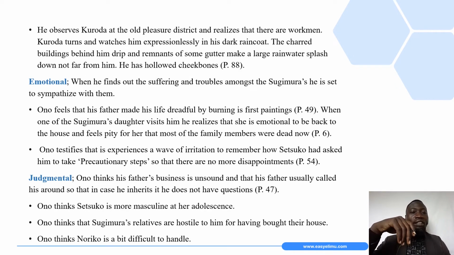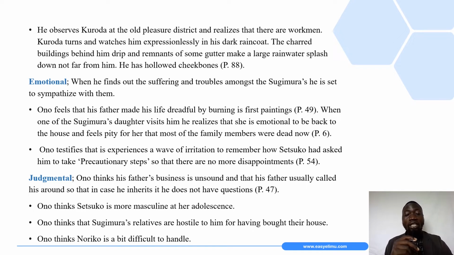Ono also observes Kuroda at the old pleasure district and realizes that there are workmen. Kuroda turns and watches him expressionlessly in his dark raincoat. The charred buildings behind him, drip and remnants of some gutter make a large rainwater splash down not far from him. So he has hollowed cheekbones.